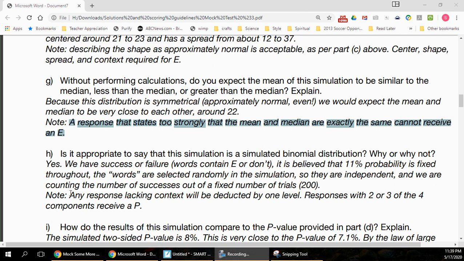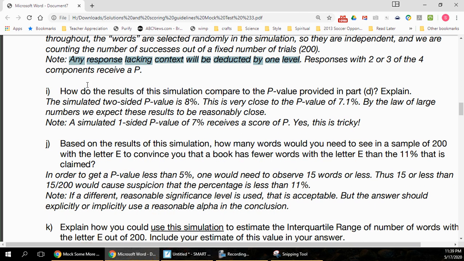Big idea on this next part is this. Anything lacking context is deducted a level. Context is huge. Context is huge. Context is huge. On I, they noted that if you only did the one-sided test, you got a 7%. A two-sided test gave you an 8%. Just be careful with that. That's kind of a tricky thing, and yes, they would be looking for that on this kind of problem.